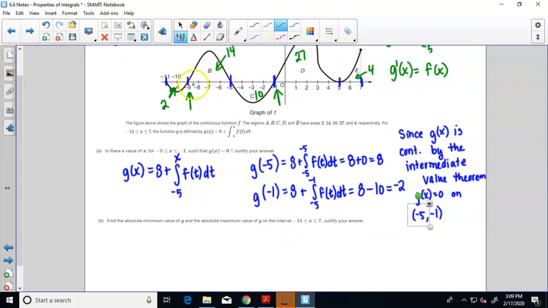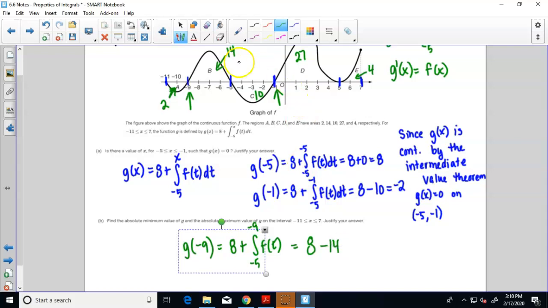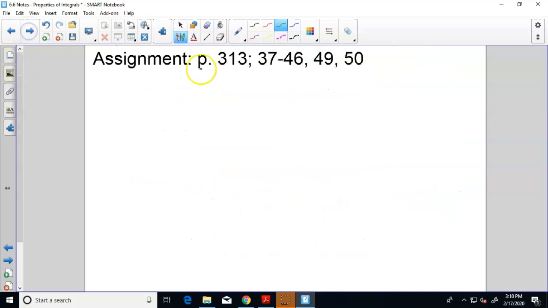To find g of negative 9, we would do g of negative 9 equals 8 plus the integral from negative 5 to negative 9 of f of t, that is going to be minus 14, because although it's a positive, you're going backwards on your integral. So you'd have to make it negative when you put it in there. And so you'll get negative 6, and that will be your absolute minimum value. Except it does ask for maximum. You have to do sort of the same thing with that also. The assignment that I want you to do is on that last slide.